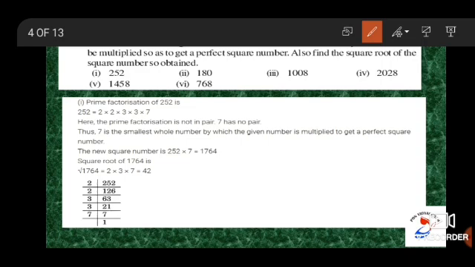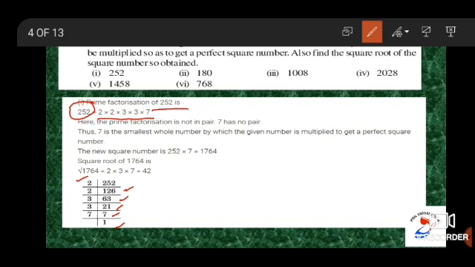Subdivision 1, the question is 252. First step, let us find the prime factors of 252. On dividing 252 by 2, the result is 126. 126 divided by 2, 63. 63 divided by 3, 21. 21 divided by 3, 7. And 7 divided by 7 is 1. So, the prime factors of 252 are 2 into 2 into 3 into 3 into 7.